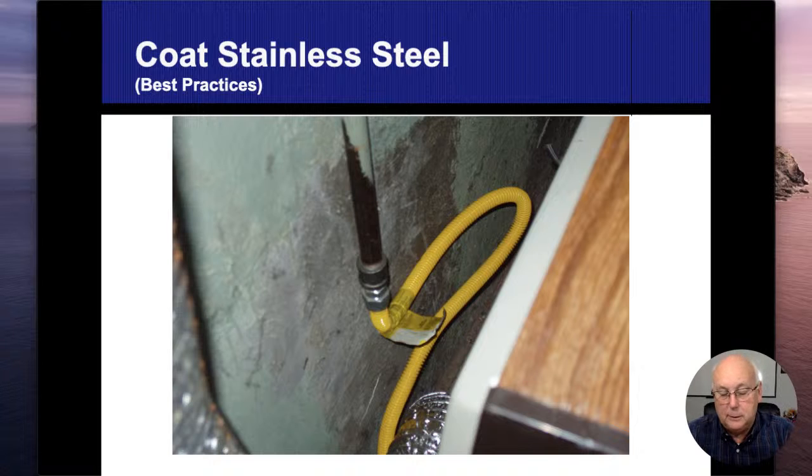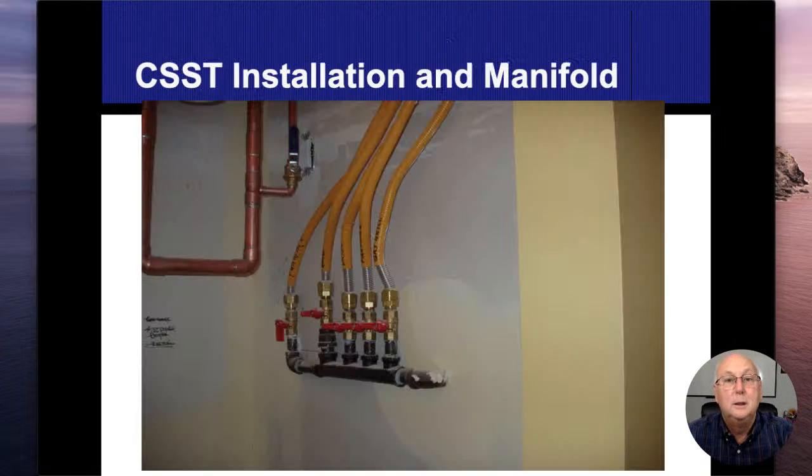All right, CSST. The yellow stuff is the one that needs to be bonded. I believe they came out with the gray one now, and that does not require bonding, but I would have to do a little bit more research on that one. So I do want you to look up the color coding for the yellow CSST and the bonding requirements on that as compared to the gray CSST.